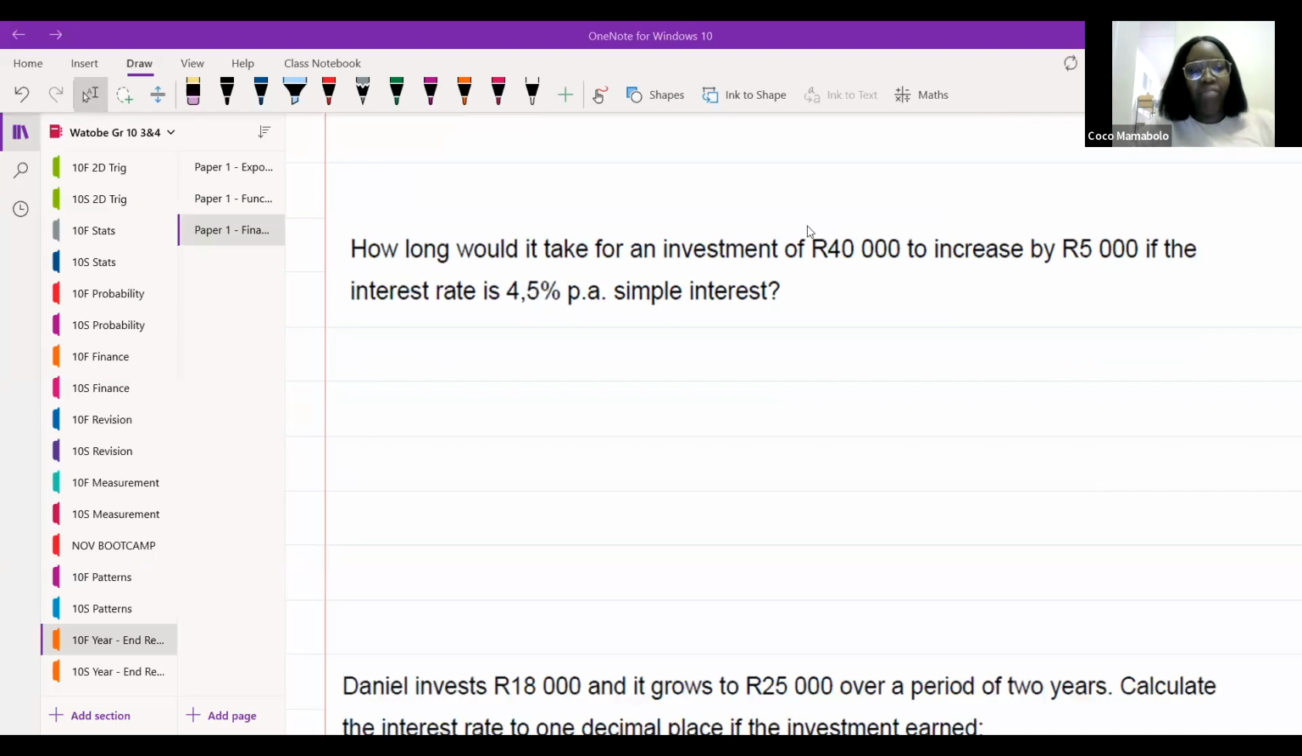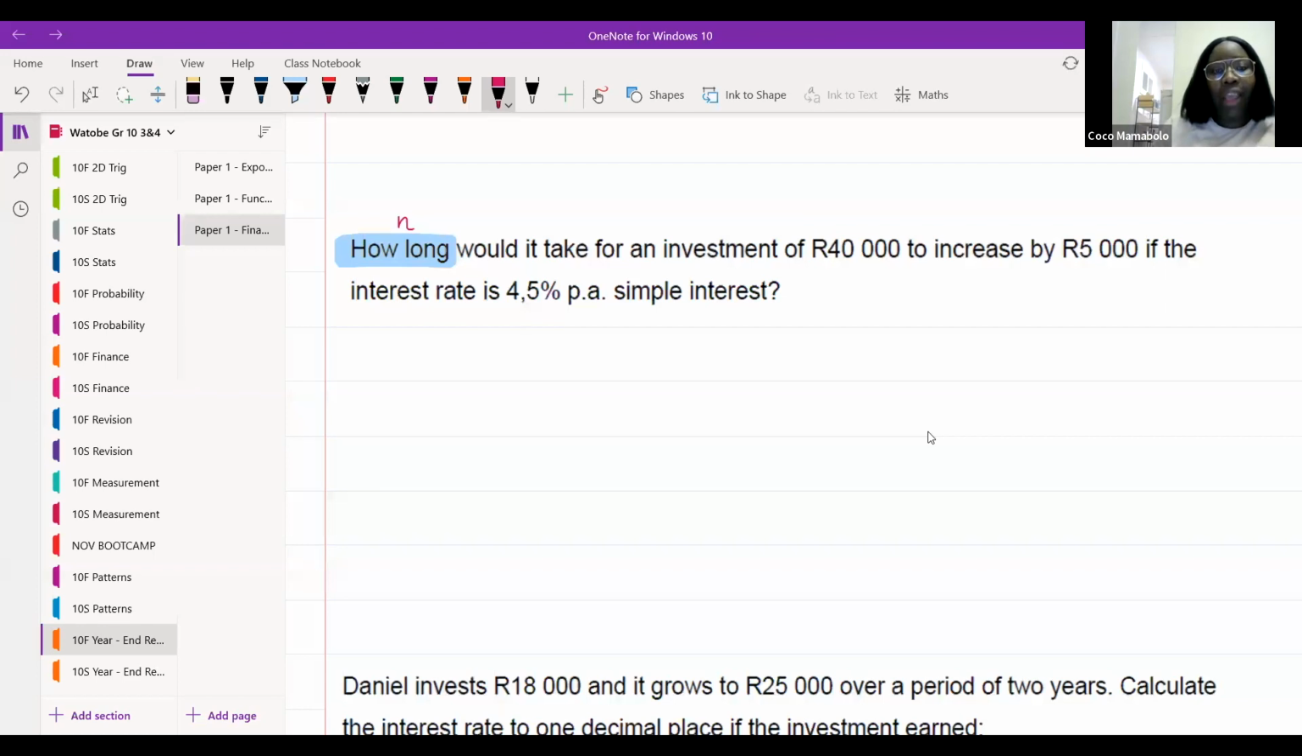All right. Now it says, how long would it take for an investment of 40,000 Rand to increase by 5,000 if the interest rate is 4.5% per annum simple interest? There's a bit of work to be done here. When they say how long, which part of our formula are we looking for? Correct. We're looking for time, or the number of years. So we're looking for N.